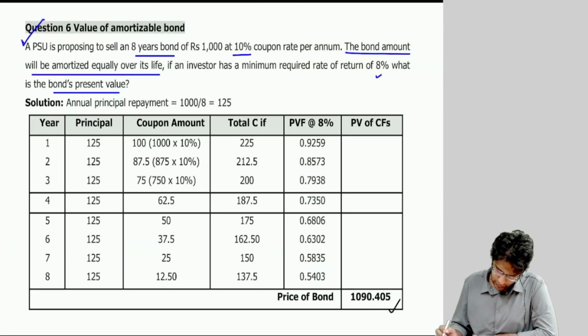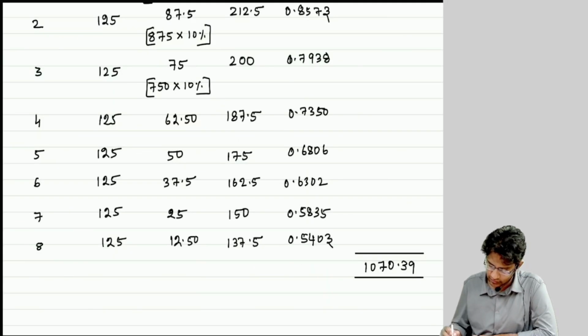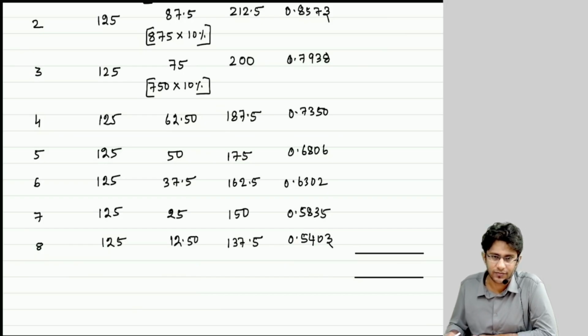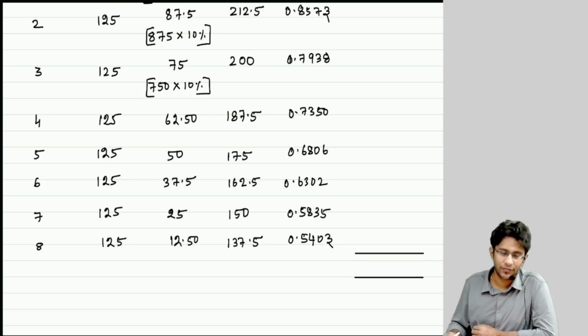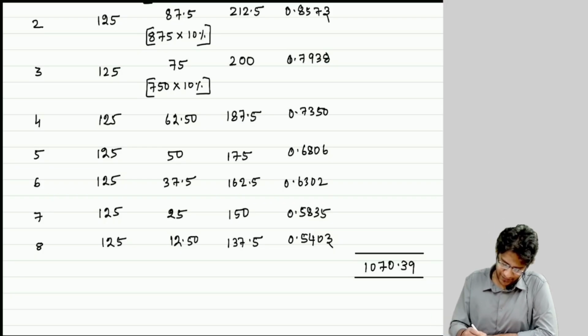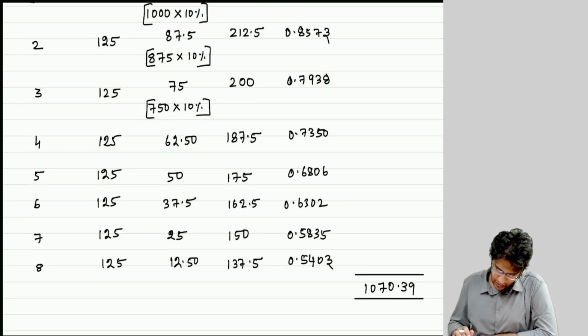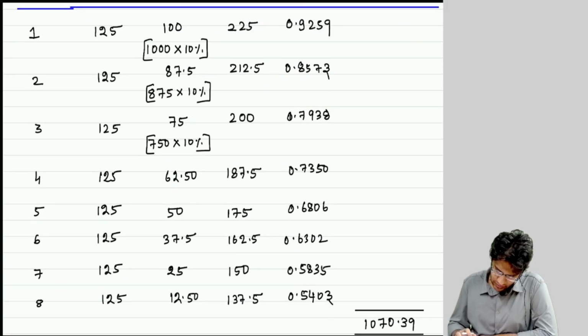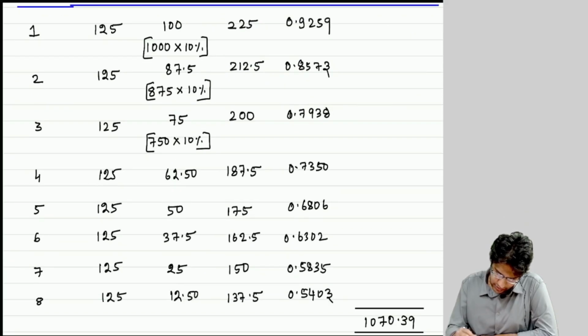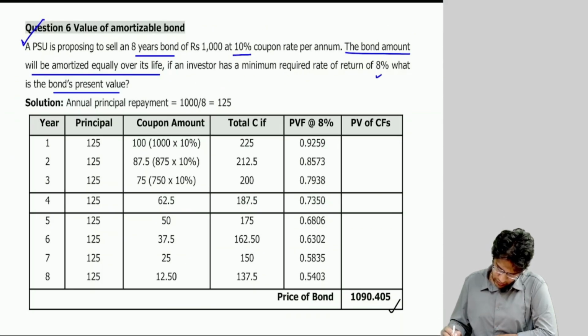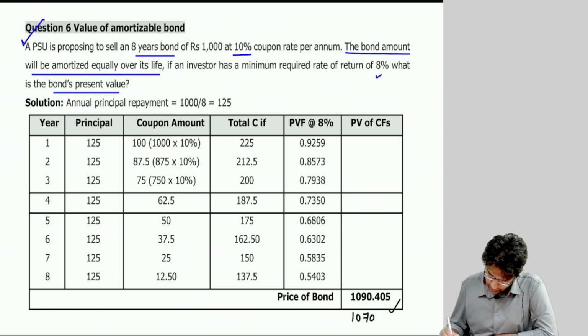You got 1090 here, a difference of 20 rupees. 20 rupees is not a rounding off error. Check again. If it is my book's printing error, then that's okay. 1070 is fine. Check the cash flows in the book. Why is it not matching? It should match, no? We'll change it to 1070. Correct it, sir. Make it 1070.